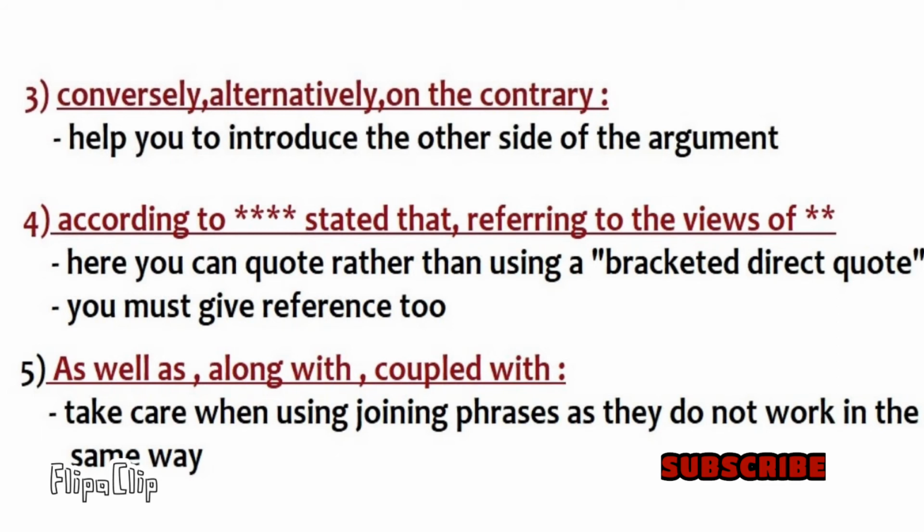Okay. Fifth one, as well as, along with, coupled with. When using these joining academic phrases like as well as, along with, coupled with, as they do not work in the same way as the conjunction and, this is not something that you can substitute with and. This does not mean and. Okay, when it comes to the subject-verb agreement. However, they do have roughly the same function and are fine when employed sparingly.